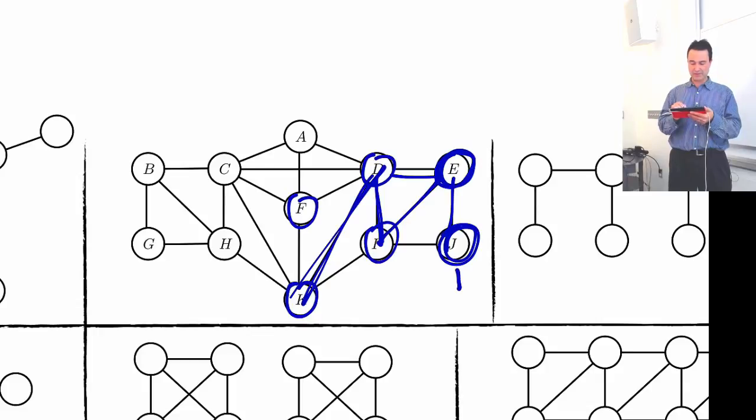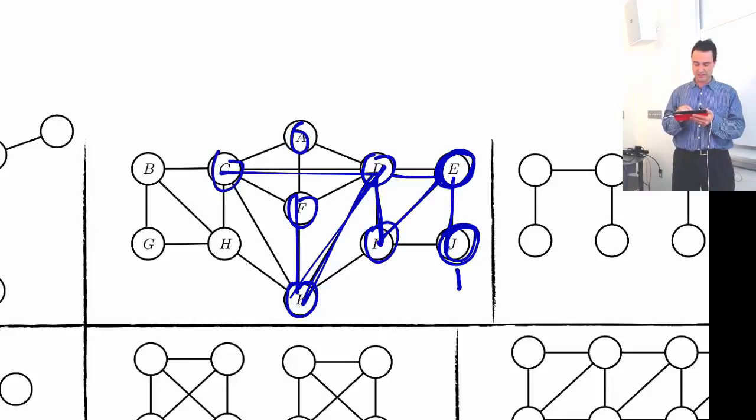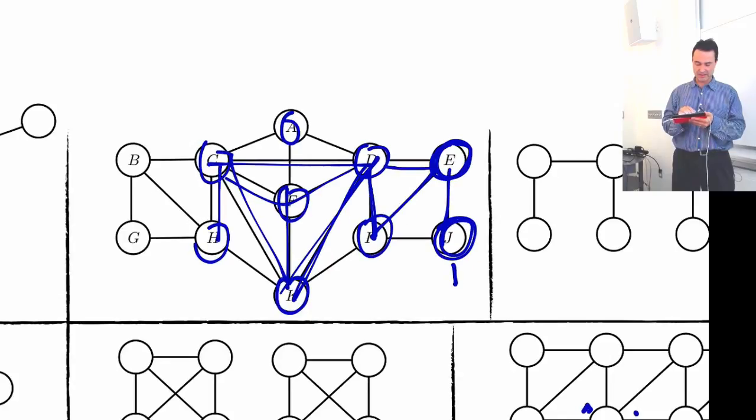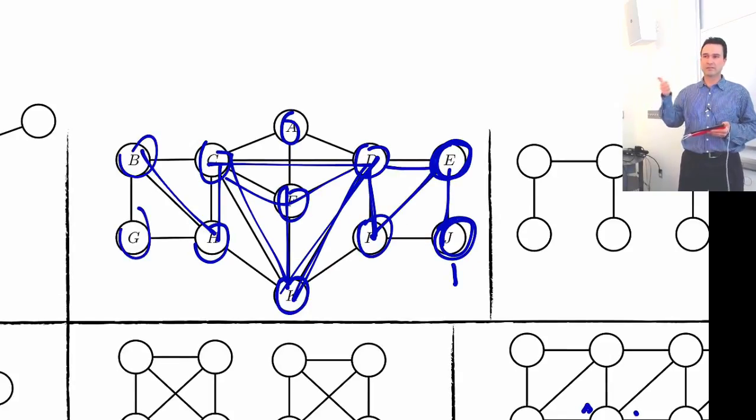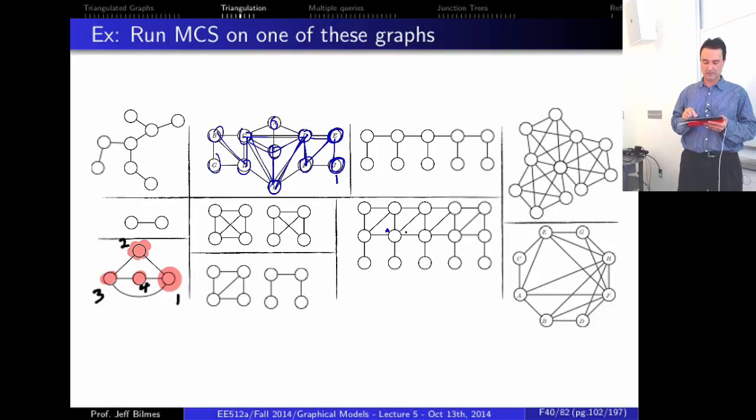And so, which one would we choose here? We could choose, say, this one, and he's complete, and this one, and all 3 of these guys are complete. This one, and these guys are complete. This one, and these guys are complete. And finally, this one, and these guys are complete. MCS, triangulated graph. So what about one that's not?